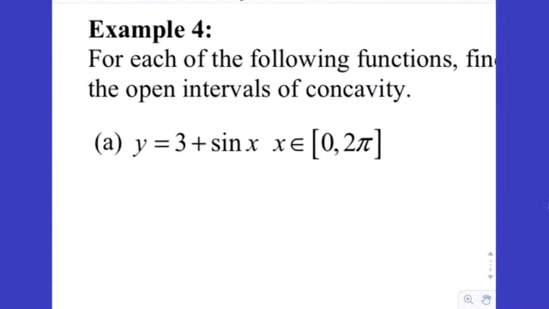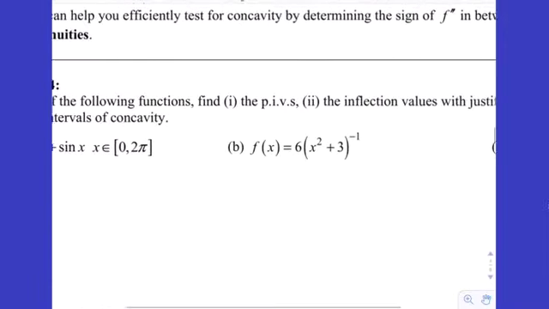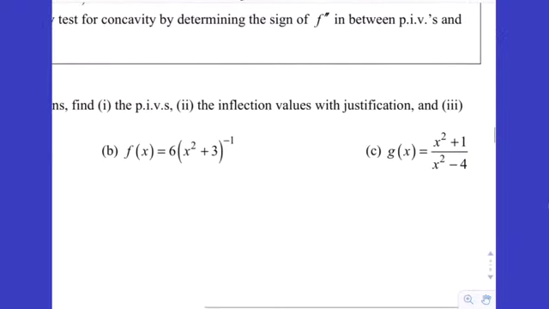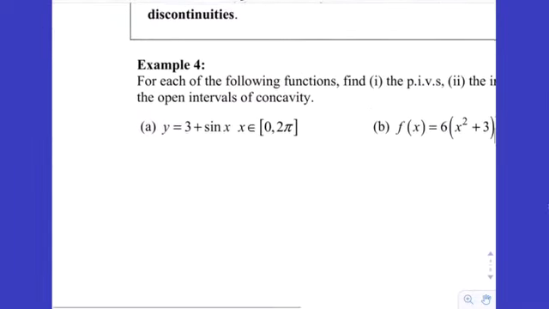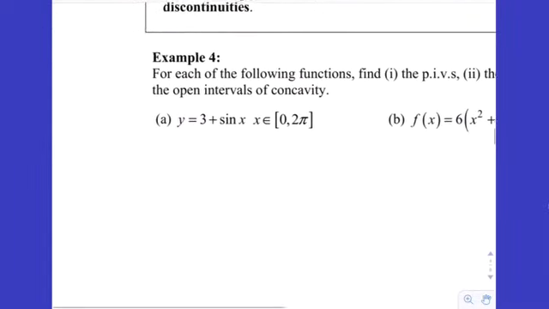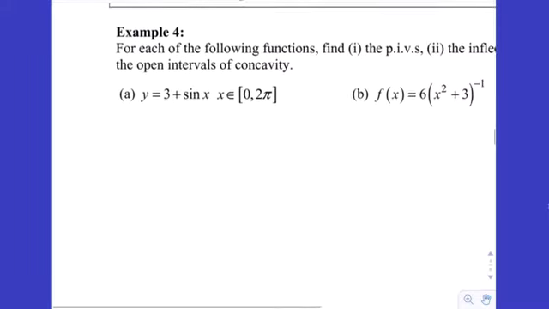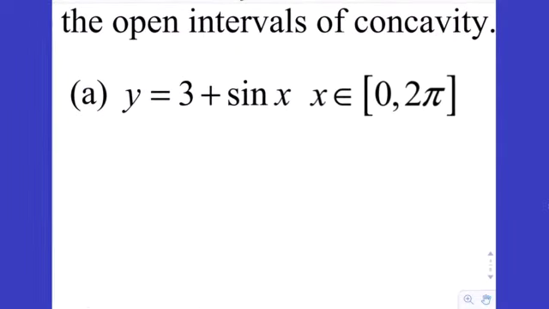Here we go, example 4. For each of the following, find the PIVs, the inflection values with justification, and the intervals of concavity. All right, here we go. What's the domain of this function? All real numbers. That's good, because now any value that happens to make the second derivative 0 or undefined will be a PIV. We need the second derivative.